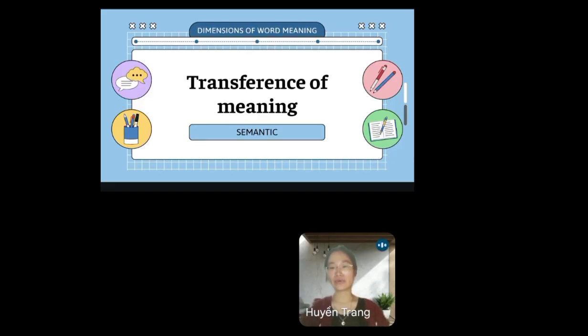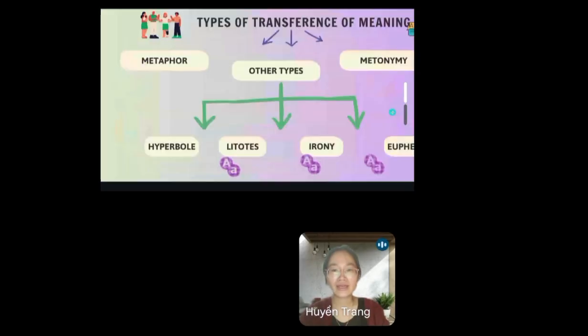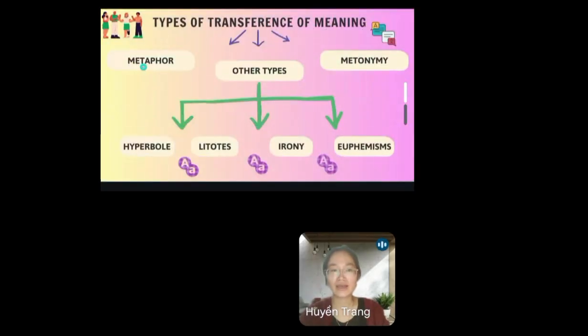Before we continue, it is important to note that words have different dimensions of meaning. These dimensions allow us to extend or transfer meaning from one situation to another. Thanks to this, figurative language becomes possible and natural. Now, here are the main types of meaning transference, including metaphor, metonymy, and other types. In other types, we have hyperbole, litotes, irony, and euphemisms.